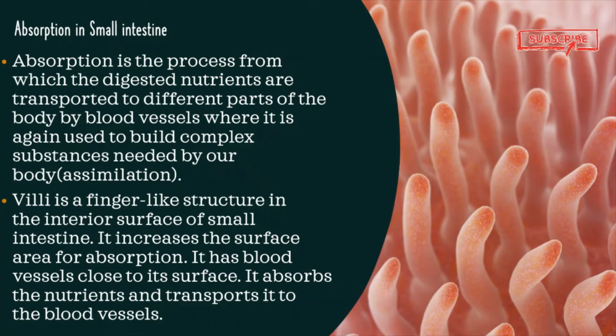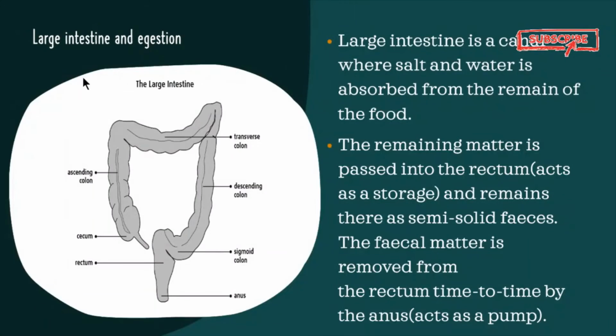It has blood vessels close to its surface. If you see like this, it has blood vessels just below it, and it is connected to the body. It absorbs the nutrients and transports them to the blood vessels. So the finger-like structure is grown just to catch the nutrients that are finally produced by the intestinal juices. Let's get into the next slide, guys.